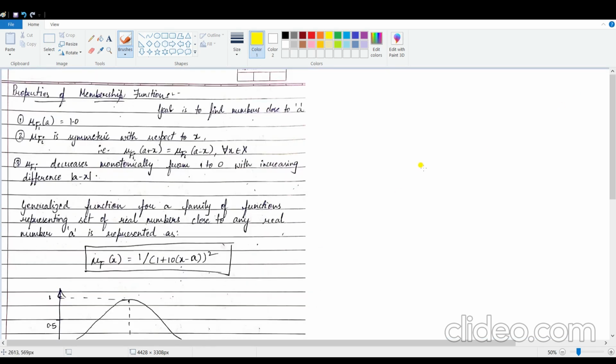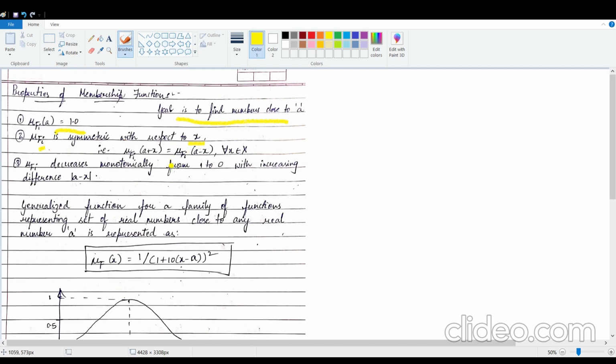Now let us try learning more about these membership functions. Let us look at a few properties of them. Let's say we are looking at a problem where we want to find out numbers which are close to A. A is a number, and we want to find any numbers which are closer to A. If that is the case, the membership value of the values which are at A will obviously be 1. And mu f(x), that is the membership value, is symmetric with respect to x.